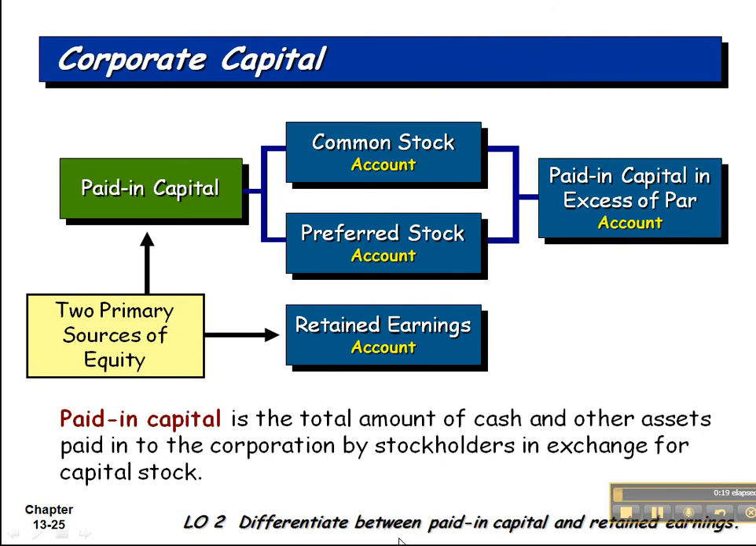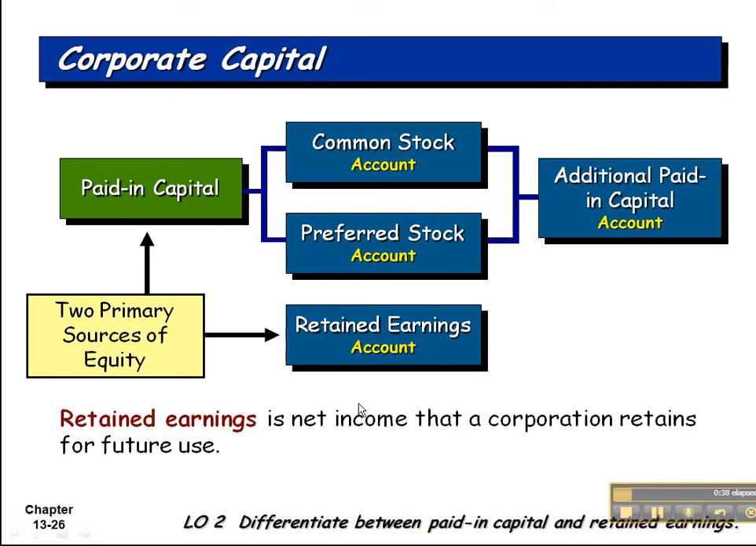So basically, when we talk about corporate capital, we either have paid-in capital or retained earnings. Paid-in capital is the total amount of cash and/or other assets paid to the corporation by stockholders in exchange for capital stock. Remember, it doesn't have to be cash. We can contribute property or what have you. Retained earnings is net income that a corporation retains for future use. So basically, they have to have net income in order to have retained earnings.